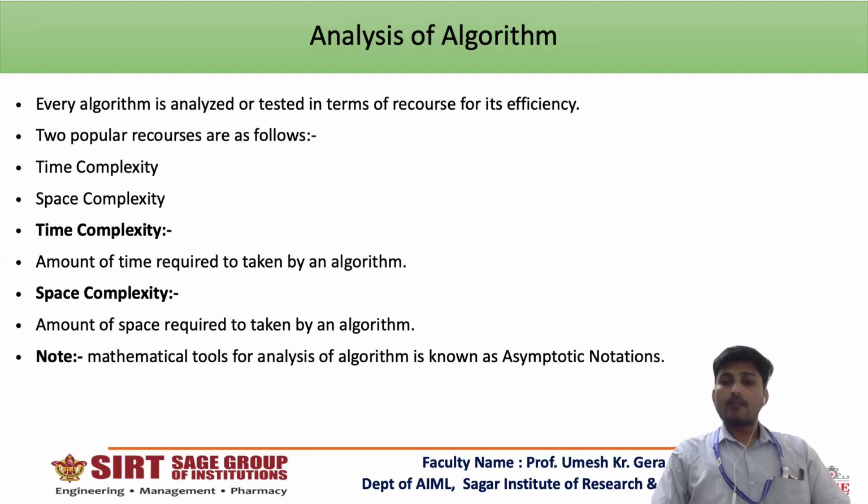So what are the mathematical tools to analyze a particular algorithm? We have a very popular notation called asymptotic notation. With the help of asymptotic notation, you can analyze the algorithm in three categories. The algorithm is categorized into best case, worst case, or average case. So you can categorize the algorithm in terms of upper bound, lower bound, and average case.